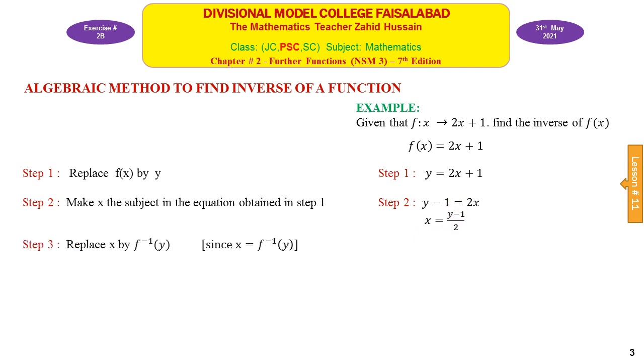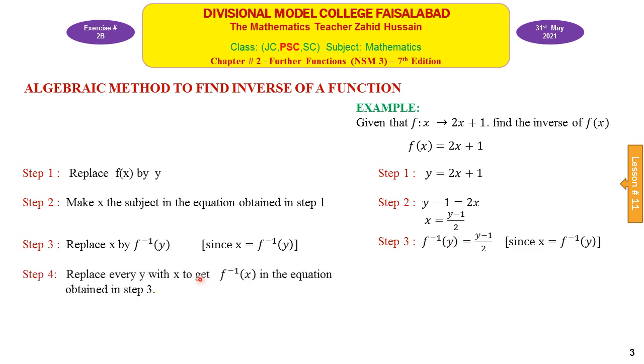In step 3, we will replace this x by f inverse y. This x will be replaced as f inverse y because in the previous slide we have studied that if y is equal to f of x, then x is equal to f inverse y. And in the last step 4, we will replace every y in the equation obtained in step 3 by x. So f inverse x is equal to x minus 1 over 2. If this is the function, then using these 4 steps we are able to find its inverse.